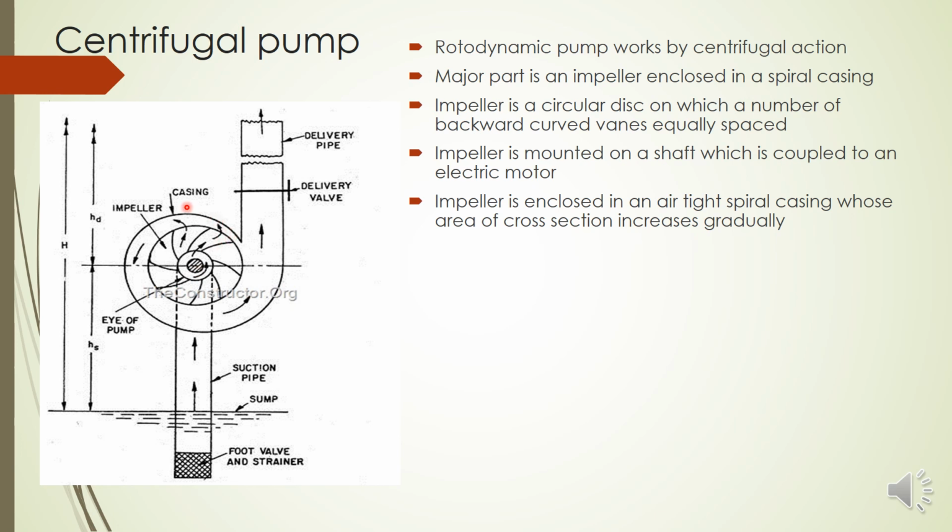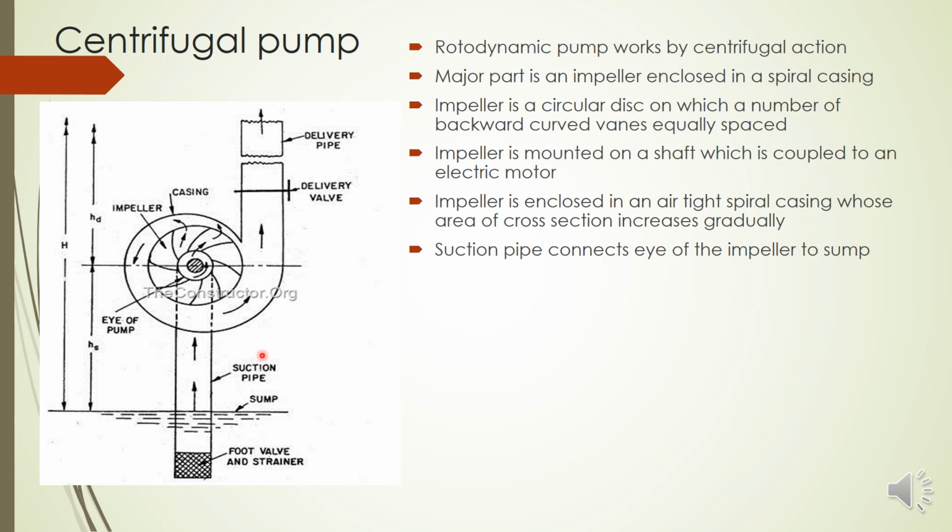Another important part is this spiral casing. This impeller is enclosed in an airtight spiral casing. And the importance of this casing is, you can see here its area is increasing. The area of cross section of this spiral casing gradually increases. So you can see here at the inlet we have only this much area. When it goes to the outlet, it increases to this much. So the area of flow obviously increases.